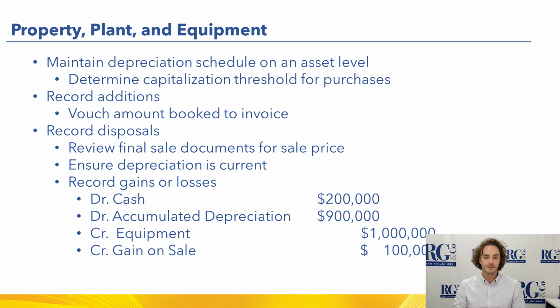Property, plant, and equipment is our next area. Again, can be simple, but also complicated. First, you want to maintain a depreciation schedule. And this will calculate current depreciation and provide you with a monthly amount to book. If you don't want to maintain your own depreciation schedule, that's fine. I would encourage you to book at least a monthly estimate so you have a good idea of where you are.